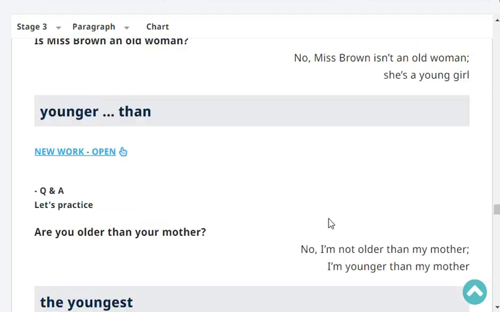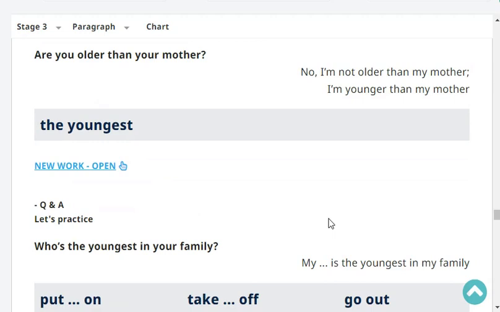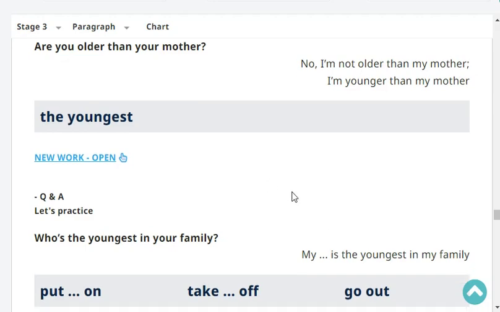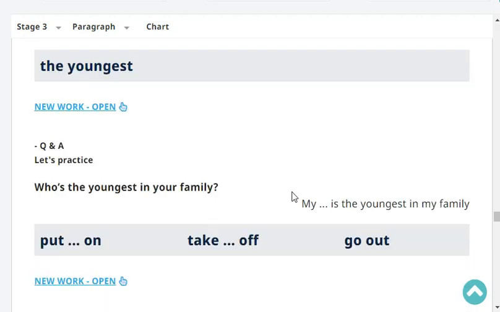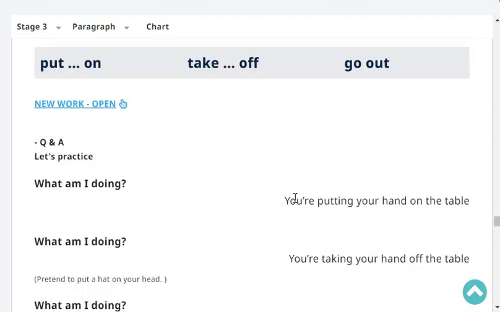Are you older than your mother? No, I'm not older than my mother. I'm younger than my mother. Who's the youngest in your family? I'm the youngest in my family. Very good.